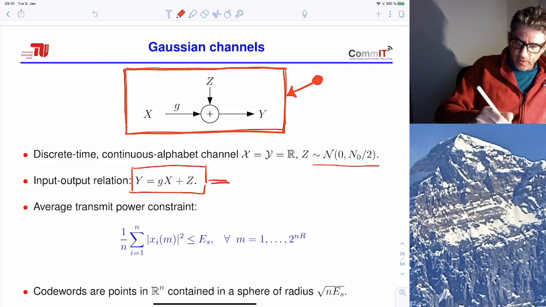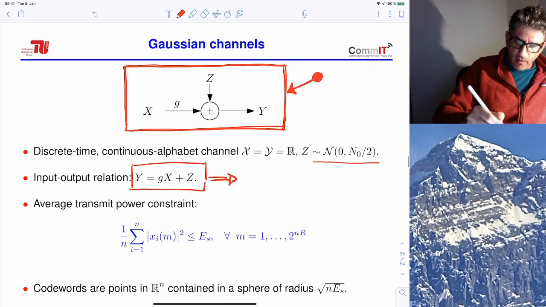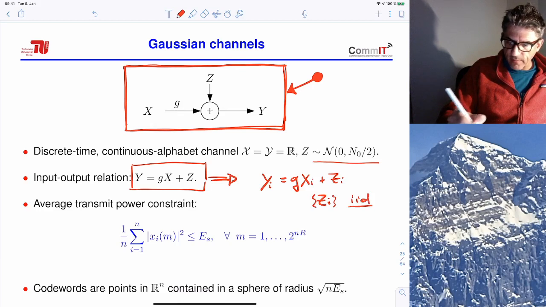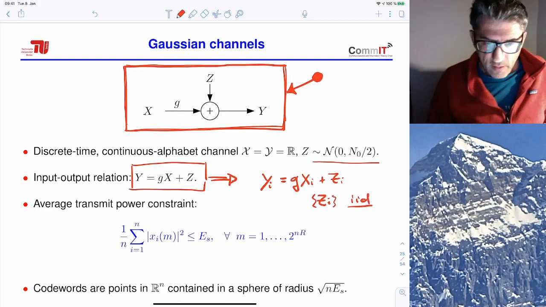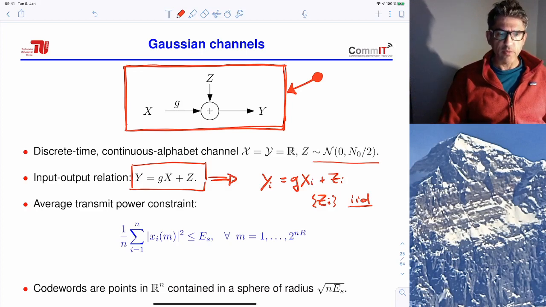these relations represent one channel use. It means that at every time i, we receive a real number yi equal to g times xi plus zi, and this sequence zi is iid with this distribution. There is a sequence of Gaussian random variables, independent and identically distributed.